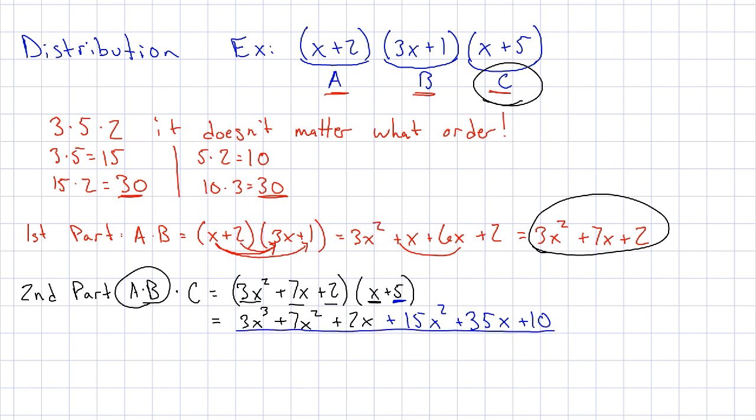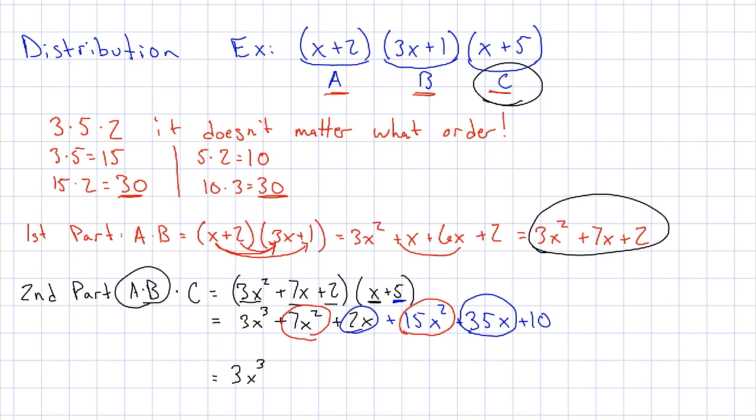What I have to do is simplify. Let me erase that underline because I want to show which terms we're combining. I will have here this 35x and this 2x, because they both have an x, they will be added together. And then the x squared terms will also be added. There's only one x cubed and there's only one number by itself without an x, so those will stay by themselves. So our final answer for this problem is going to be 3x cubed.